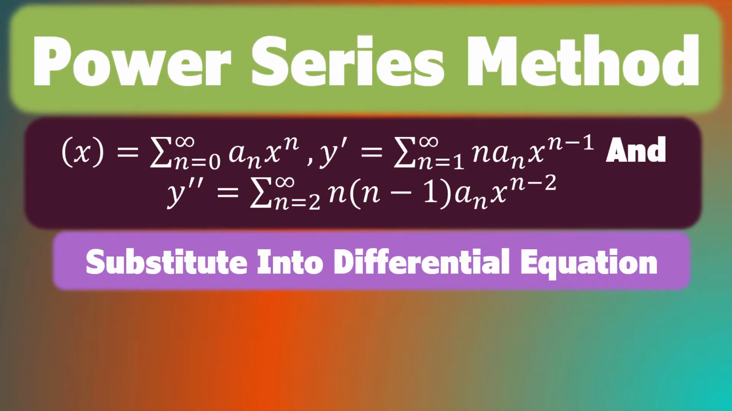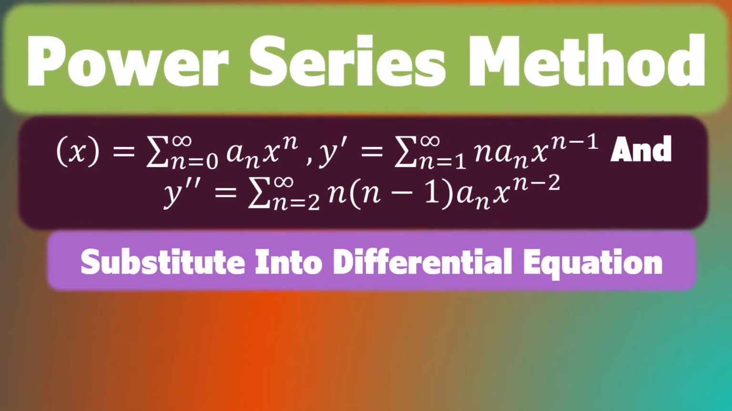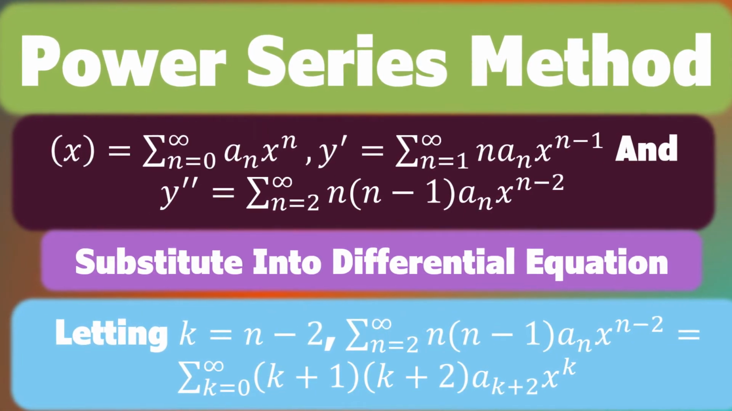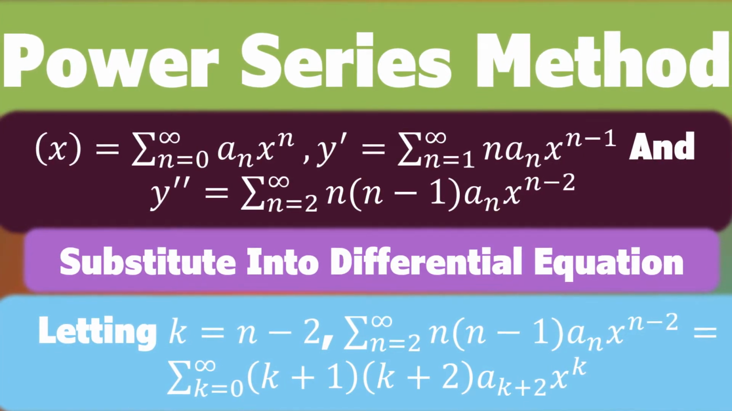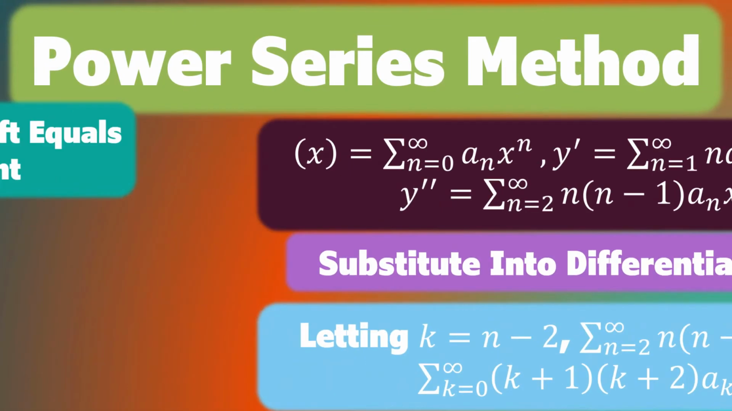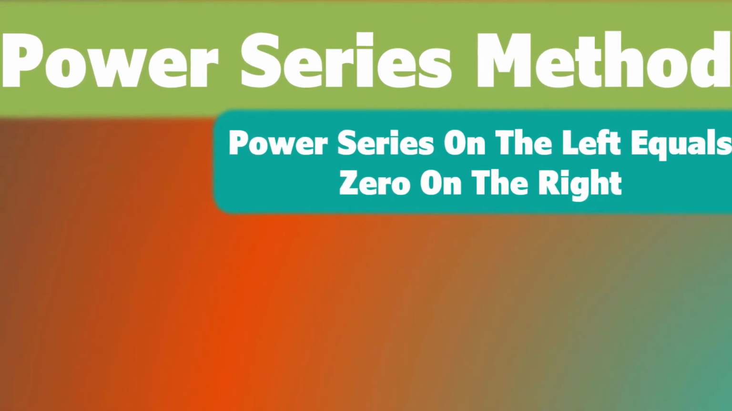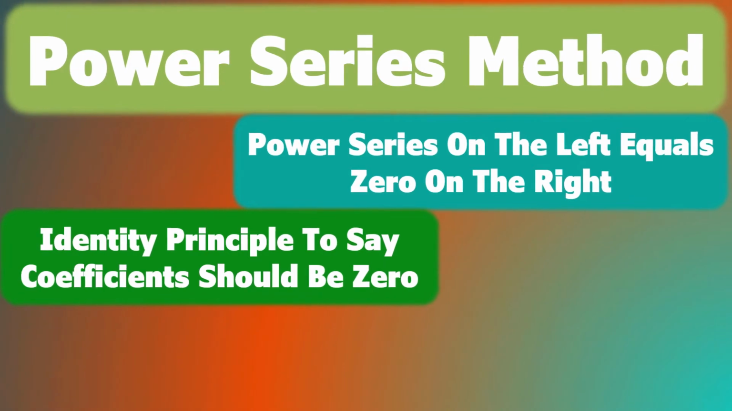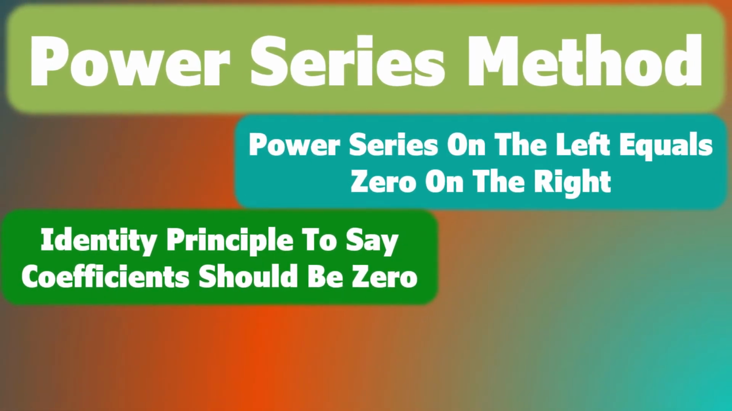We then substitute these into the differential equation, writing the functions as their power series. We want to combine these power series, but to do that we may need to change the index of the sum. For example, letting n equal 2, we have this equation here. Once we combine the power series, we should have a power series on the left equals 0 on the right. We then use the identity principle to say that the coefficients of the combined power series should be 0.